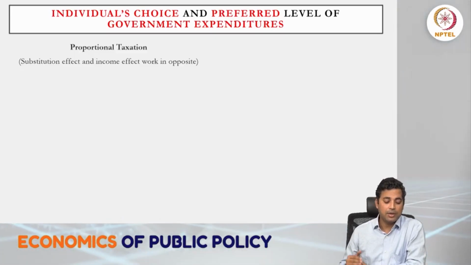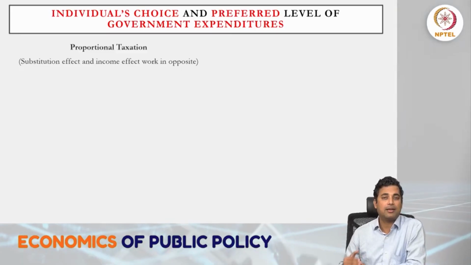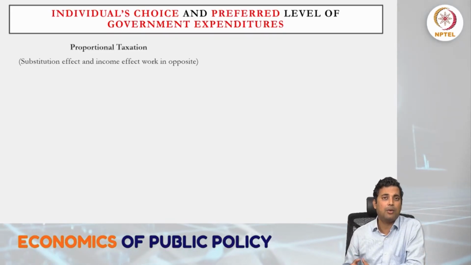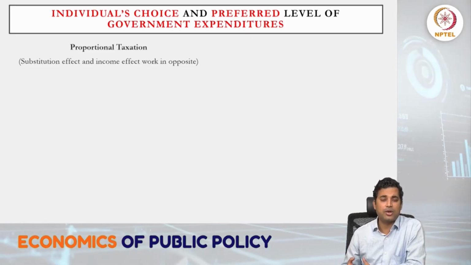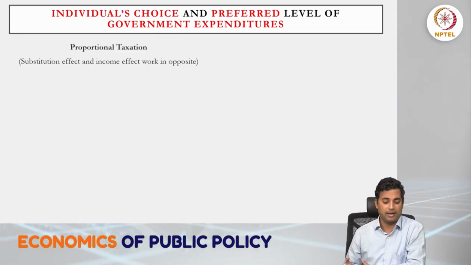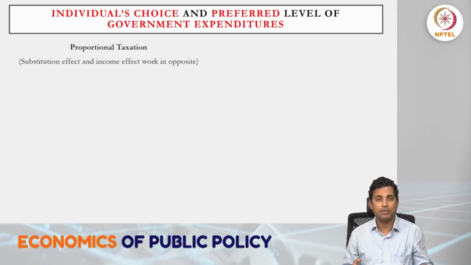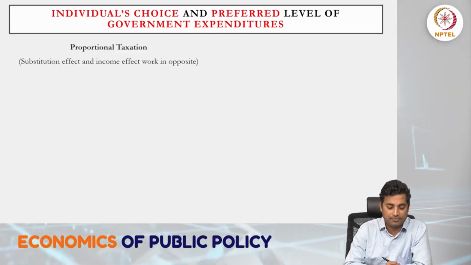So those were the discussions from the commodities point of view, while explaining income effect, substitution effect and price effect. Now in the context of proportional taxes, let us see how it relates, and how individual choice and government expenditure work. Let us discuss this with the help of a graphical illustration.